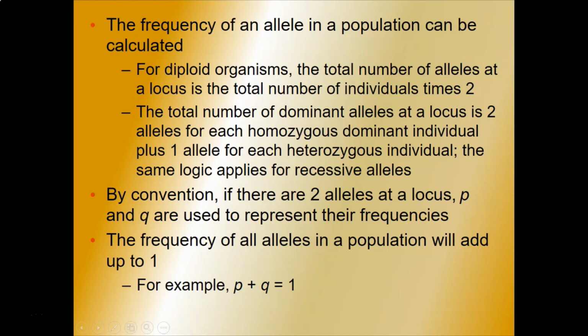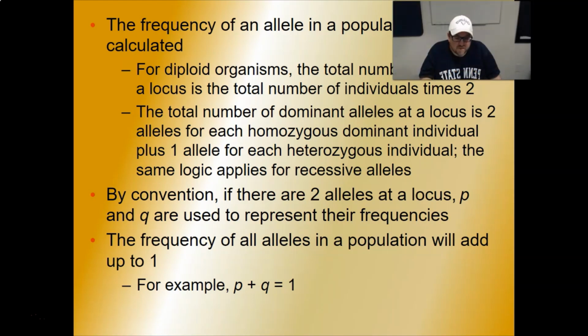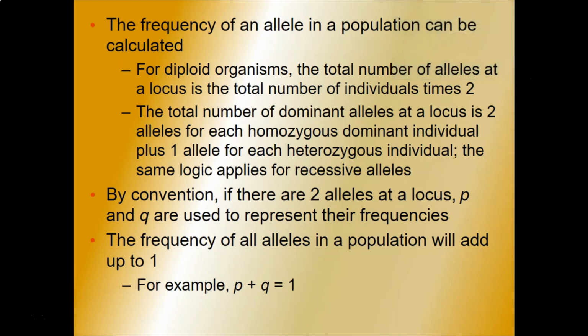For diploid organisms, the number of alleles at a locus is the total number of individuals times 2. That makes sense, right? Whatever gene you want to talk about, let's say earlobe attachment, everybody has 2 copies. We're diploid. We got one from our mom, one from our dad. So the total number of all alleles is the number of people, in this case, times 2.